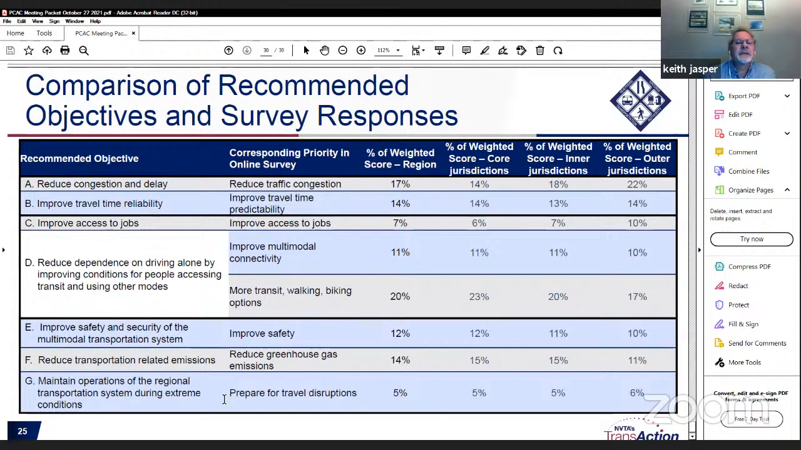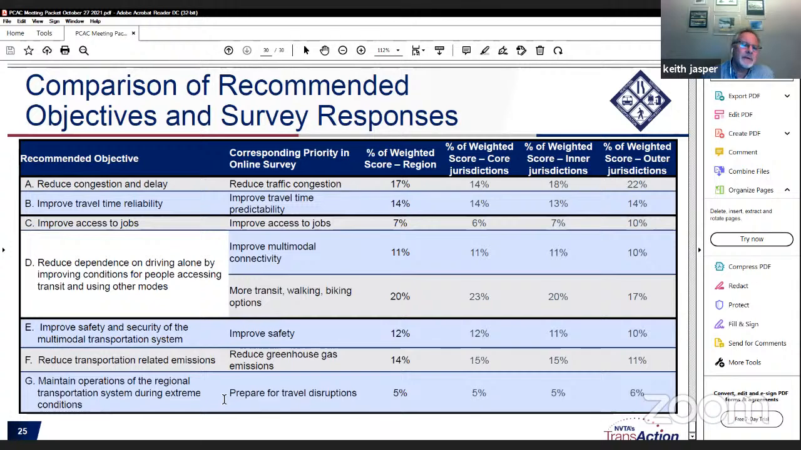And then you can look to see, let's take that 20% number for objective D. It's slightly higher among core jurisdictions. It's about at the region average for inner jurisdictions, the Fairfax County and Fairfax City, and then lower again for the outer jurisdictions. And conversely, if you look at that 17% for reduced congestion and delay, among the core jurisdictions that's lower at 14%. For the inner jurisdictions, it's 18%, and then for the outer jurisdictions, it's 22%.